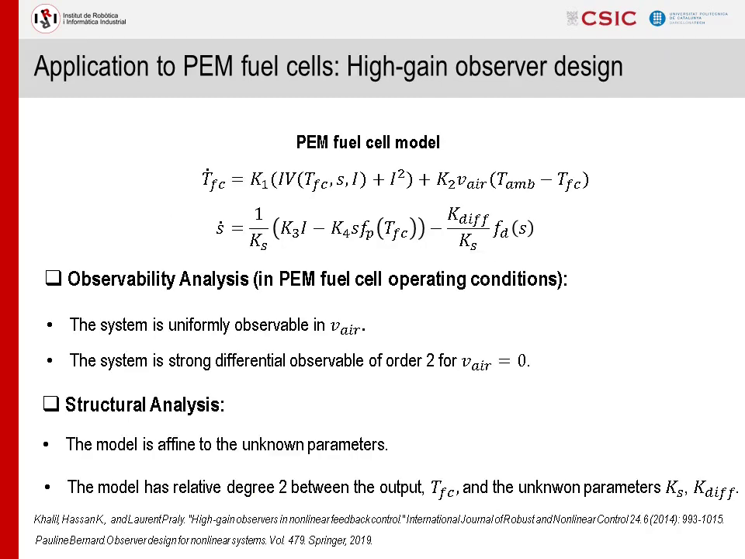The high-gain observer design will follow a standard procedure. First, it can be shown that the concerned system is uniformly observable in the cathode air velocity and strongly differentially observable of order 2. Furthermore, the model is affine and of relative degree 2 with respect to the unknown parameters.